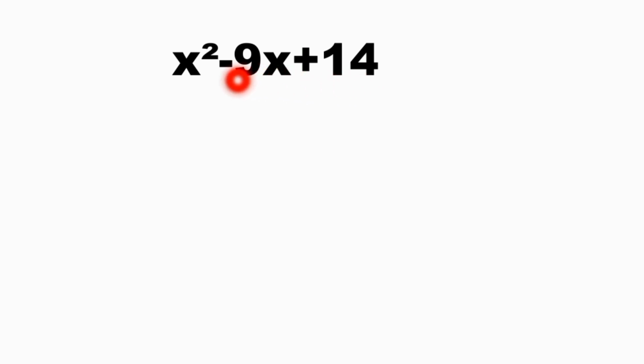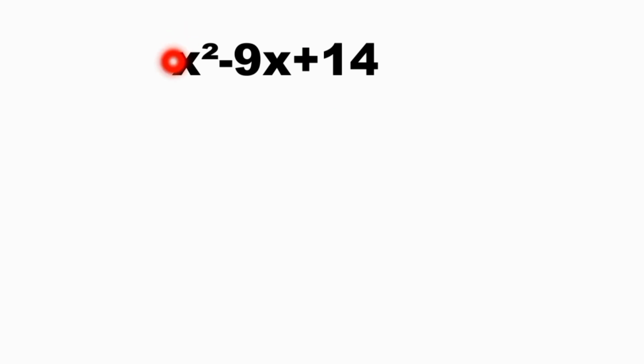We have a plus here, but the middle term is negative. Since we cannot have positive times positive here, because if you add positive and positive, it will give a positive answer, but this is negative. So the most likely factors of 14 must have the same signs. Remember that if you multiply negative times negative, it will give a positive answer, and if you add negative and negative, it will give a negative answer. So the most likely factors of 14 must be negative and negative.